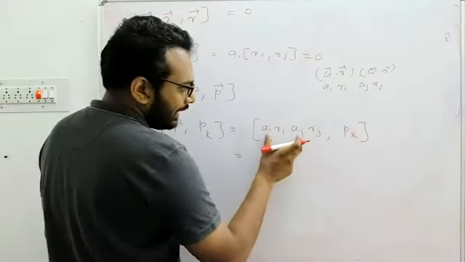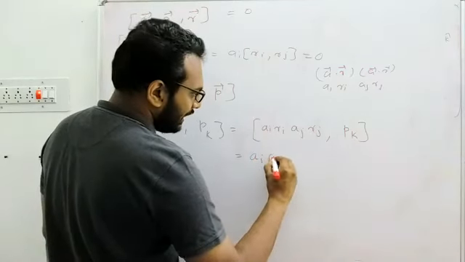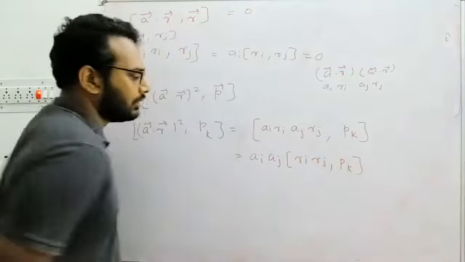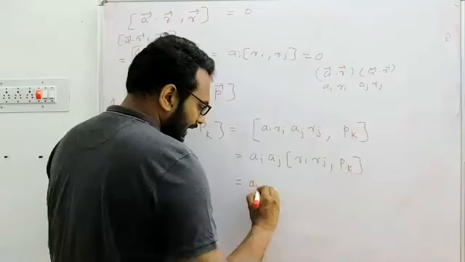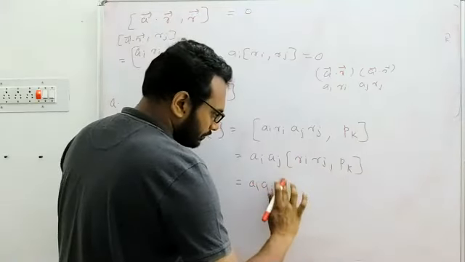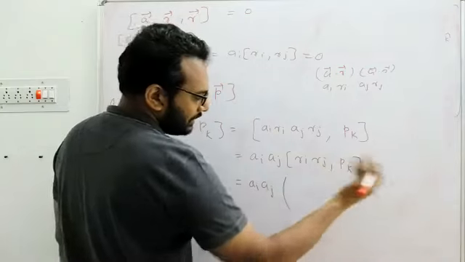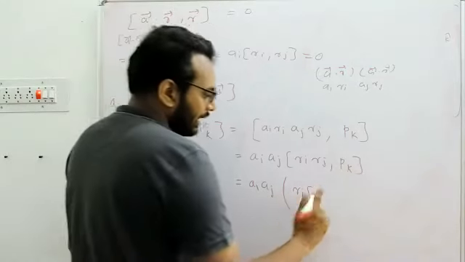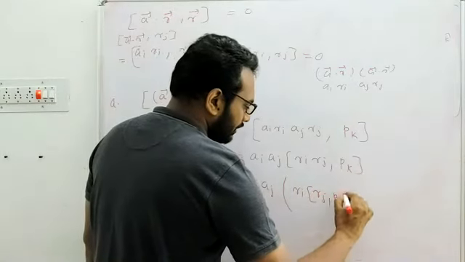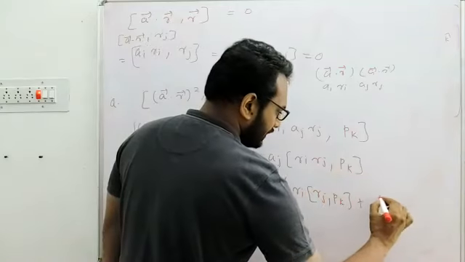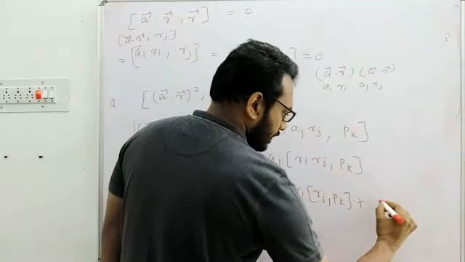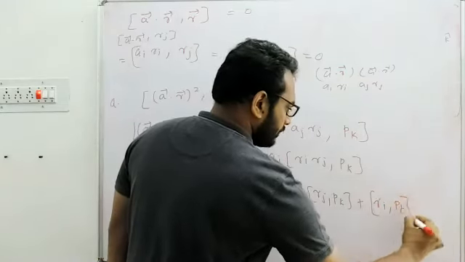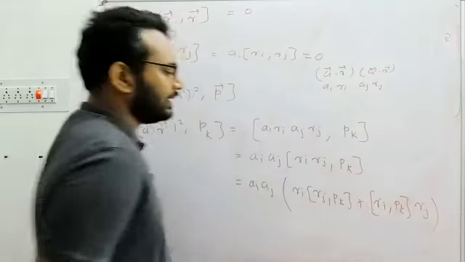So this A_i and A_j are constants, I can pull them out: A_i A_j {R_i R_j, P_k}. Now this Poisson bracket, we can expand: {R_i R_j, P_k} is equal to {R_i, P_k} multiplied by R_j, plus {R_j, P_k} multiplied by R_i. You have to take both combinations, right? We had seen this property.